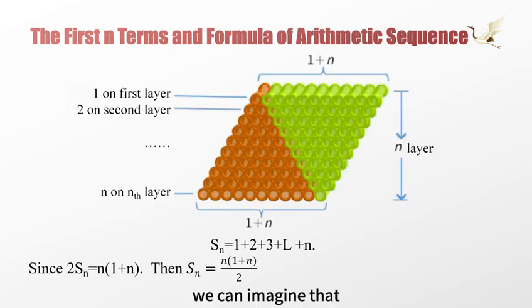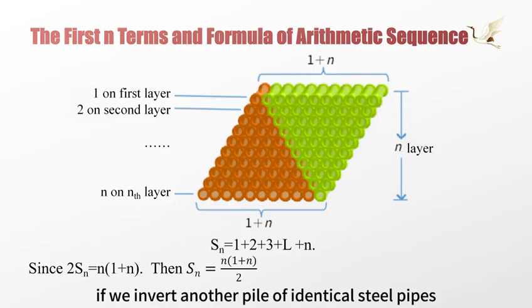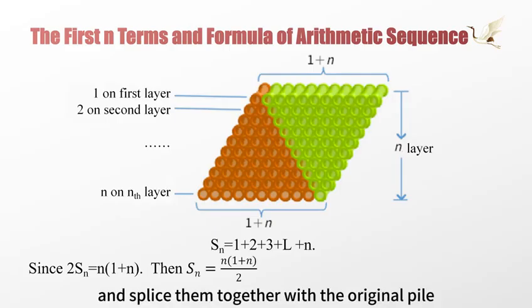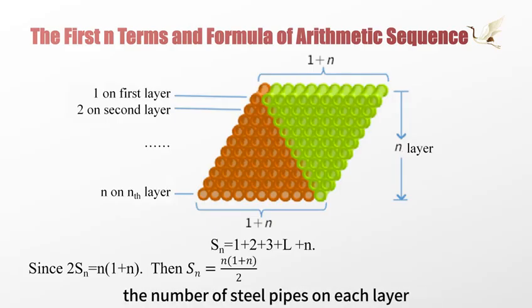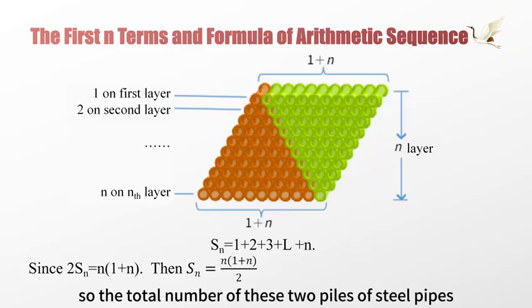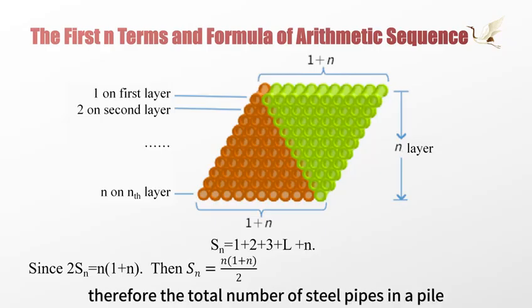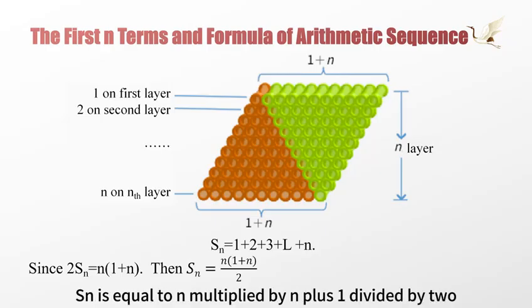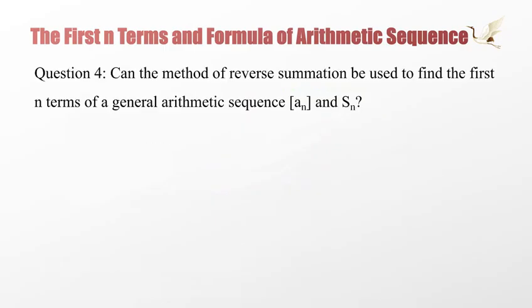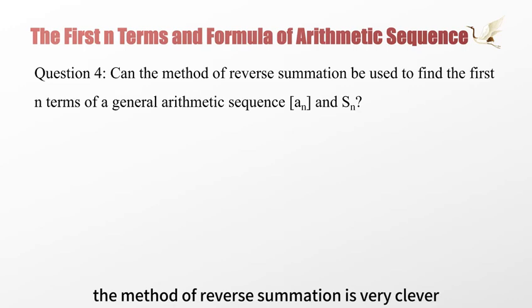We can imagine that if we invert another pile of identical steel pipes and splice them together with the original pile, the number of steel pipes on each layer will be the same, 1 plus n. There are a total of n layers, so the total number of these two piles of steel pipes, which is twice Sn, is equal to n multiplied by 1 plus n. Therefore, the total number of steel pipes in a pile, Sn, is equal to n multiplied by n plus 1 divided by 2. The method of reverse summation is very clever.